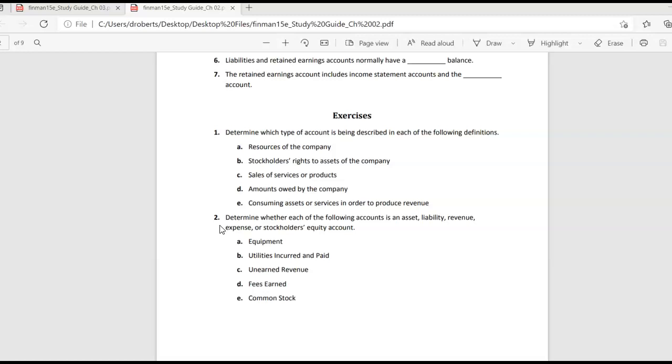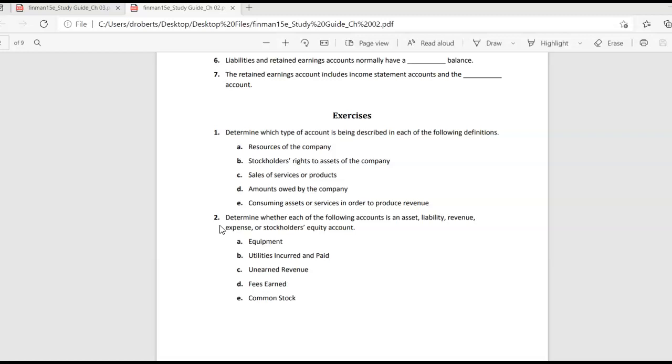Letter B, stockholders' rights to assets of the company. That's the equity. C, sales of services or products. That's revenue. And again, these are definitions of terms within your chapter 2 review. Number D, it says amount owed by the company. There's a key word in there. D is a liability. A liability is something that you owe. You owe money. You have an obligation.